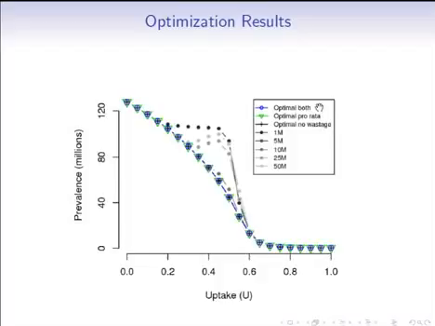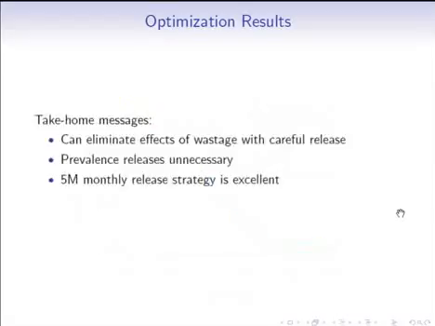One is the optimal policy when we allow both population-based releases and prevalence-based releases. The second is the optimal policy when we allow only population-based releases. And the final is the optimal policy when we assume that there's no wastage. And what you can see is that all 3 of these policies perform exactly the same. And that gives us the following take-home messages.